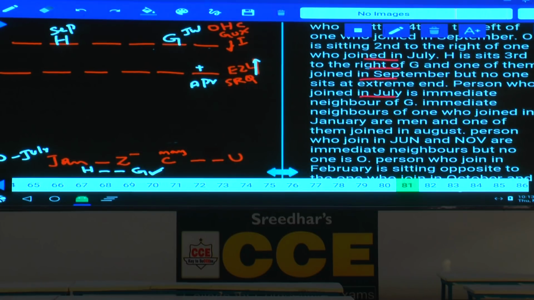Now, the one who joined in July is here. If July is here, O will be here. Clear now? If O is here, now we have the information regarding C and U. Tell me, what is the only possibility we have? U must be at this place. U joined in the month of July. 1, 2, 3, C must be here. Are you following this or not?